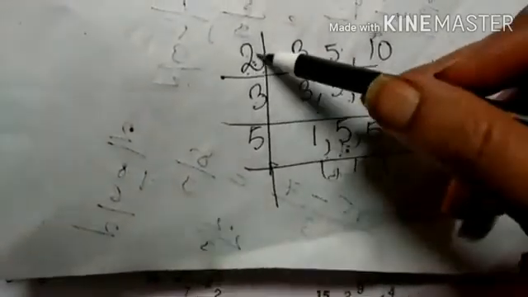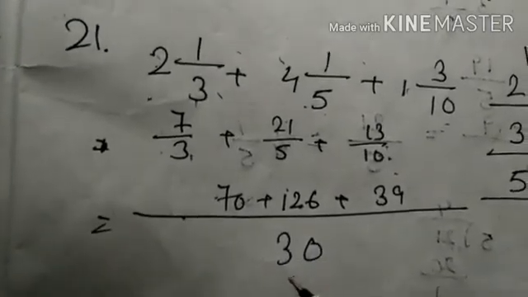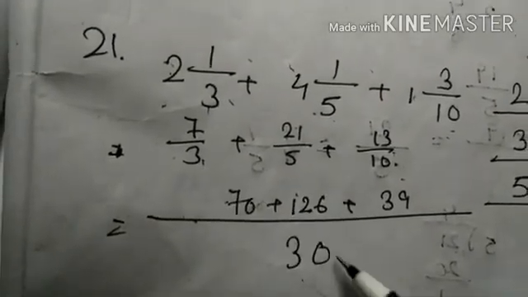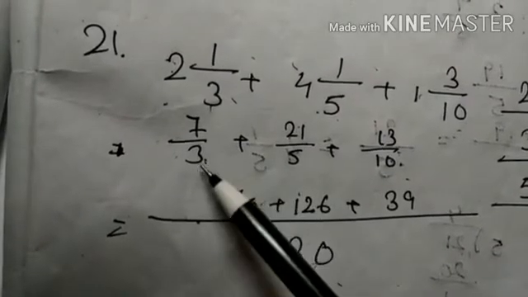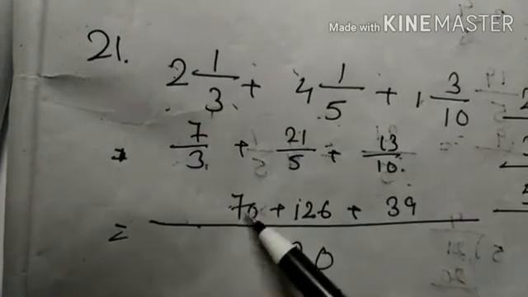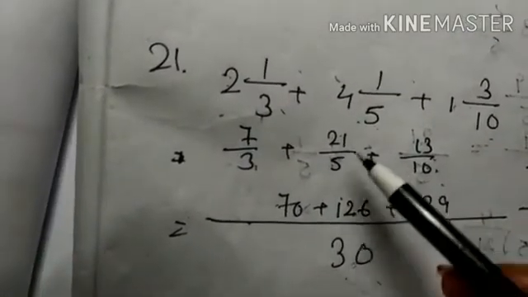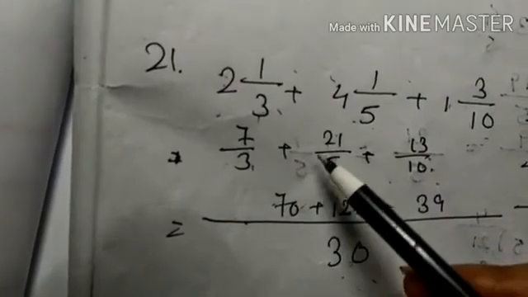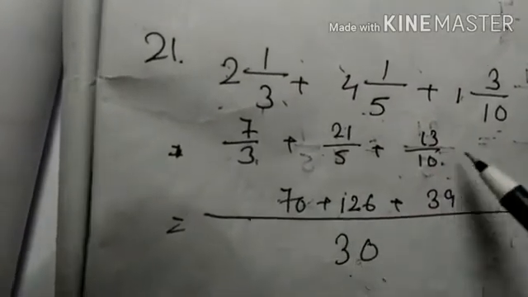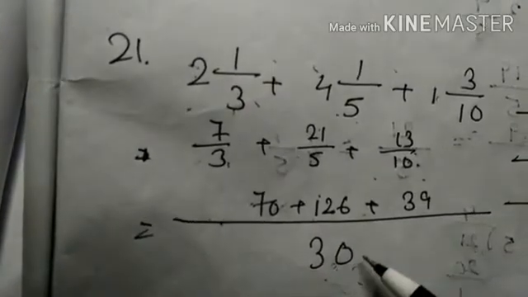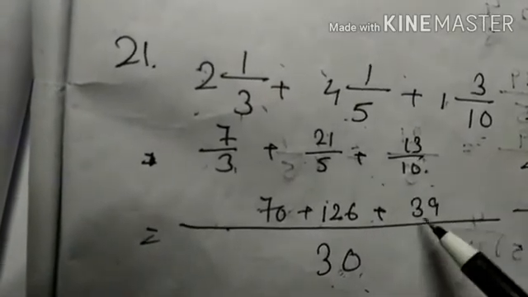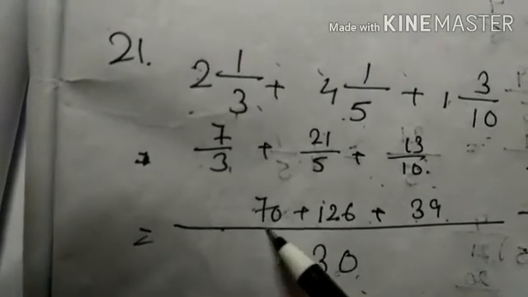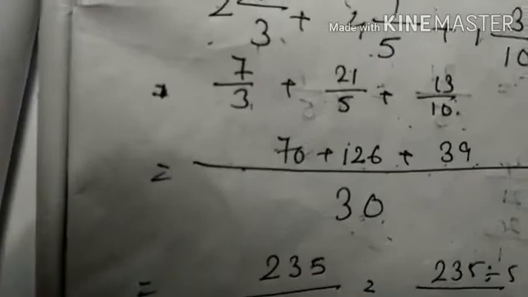So now multiply 3 into 2, 6, 6 5s are 30. So the LCM will be 30. Here 30. So now 30 divided by 3 is 10. 10 into 7 is 70. Plus 30 divided by 5 is 6. 6 into 21 is 126. Now 30 divided by 10 is 3. 3 into 13 is 39. So add 70 plus 126 plus 39 is 235 by 30.